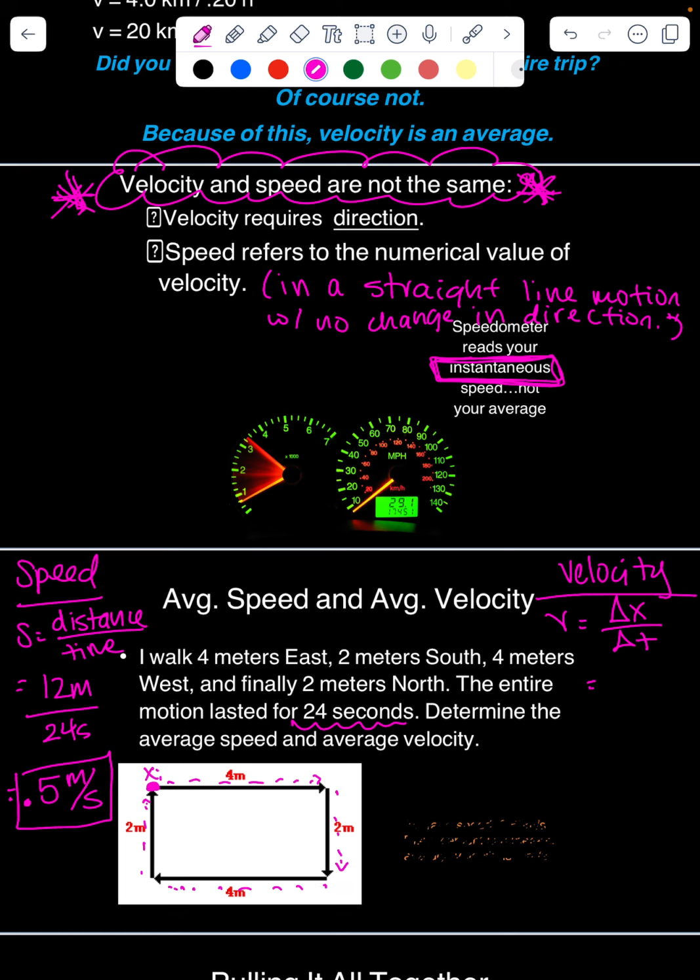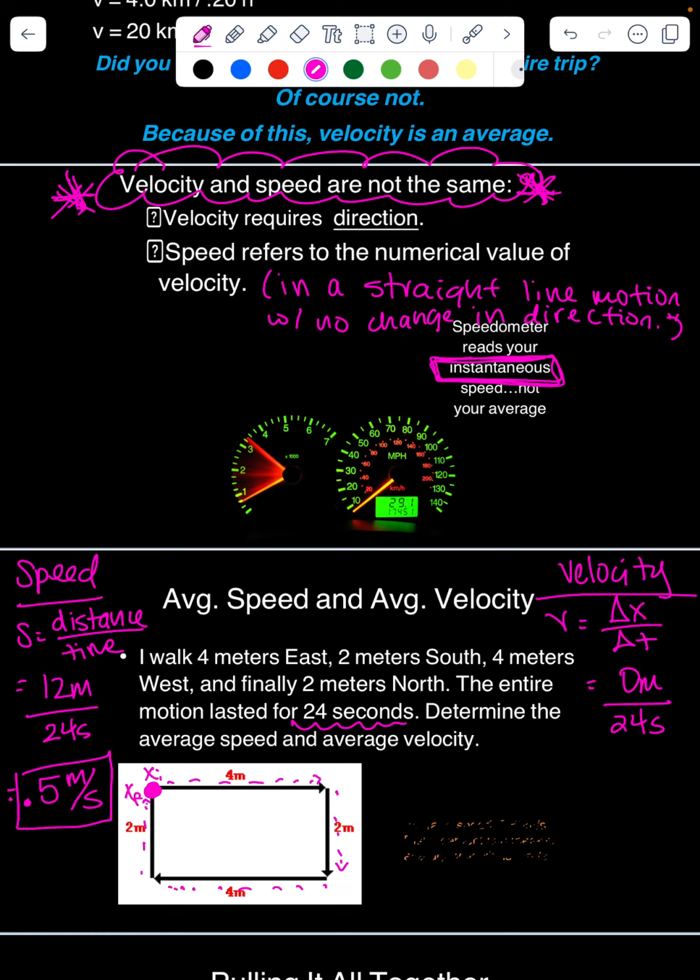So I have to first find my displacement. Well, if you look down here, what do we notice about our initial and our final positions? What are they? Hopefully you're saying they are the exact same point. So if I end where I started, then my displacement will always be 0. So my displacement is 0 meters.